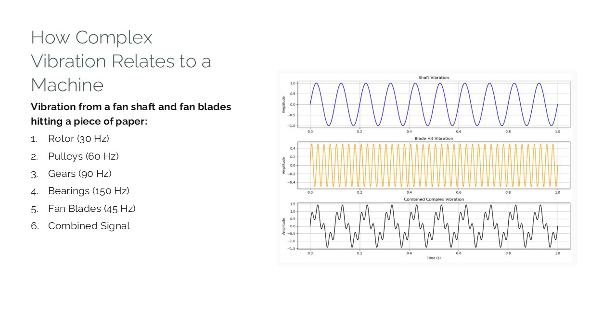Number 2, middle plot, blade hit vibration, 40 Hz. Each of the 4 blades hits the paper once per shaft rotation, 4 hits per rotation times 10 rotations/sec equals 40 Hz. Higher frequency, sharper oscillations. Number 3, bottom plot, combined vibration. The sum of the two signals appears complex and irregular, even though it's just 2 sine waves added together.